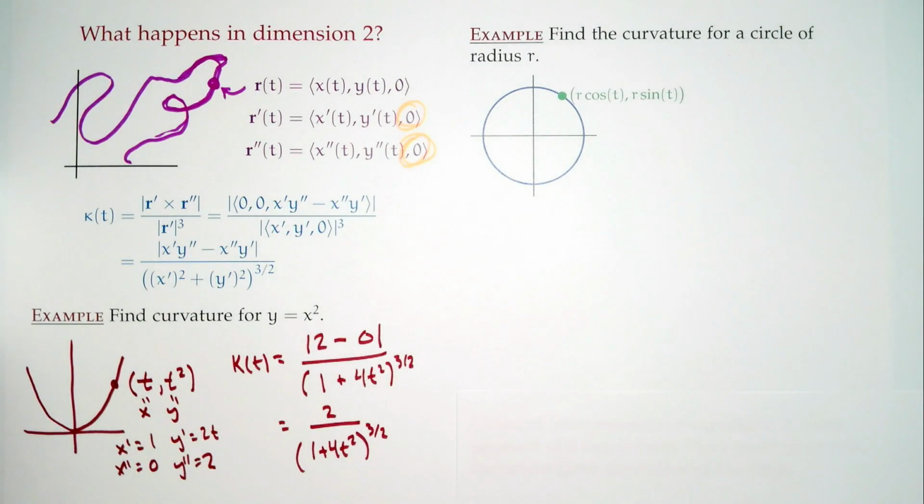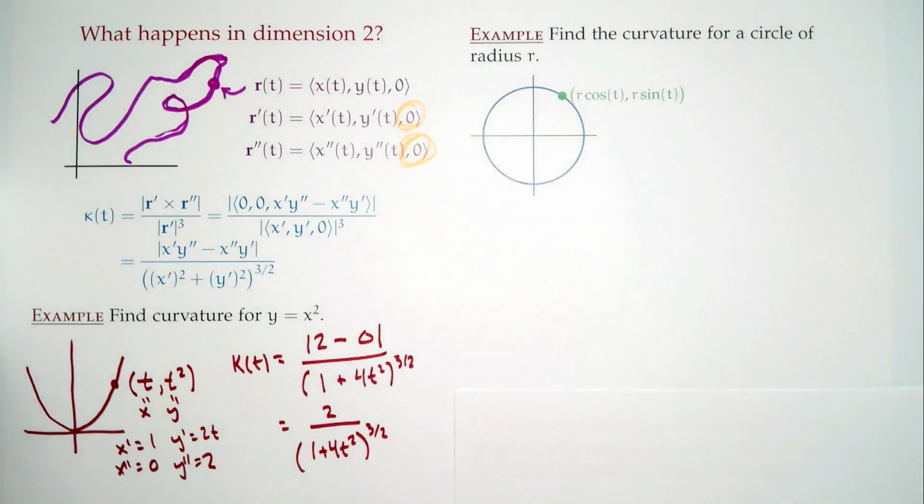Now, if I have a circle of radius r, it's easy to parameterize a circle of radius r. You use cosine and sine. That's how cosine and sine can be interpreted. They can be interpreted in terms of moving on a circle. The r in front of the cosine and sine corresponds to the radius. It's a scaling factor.